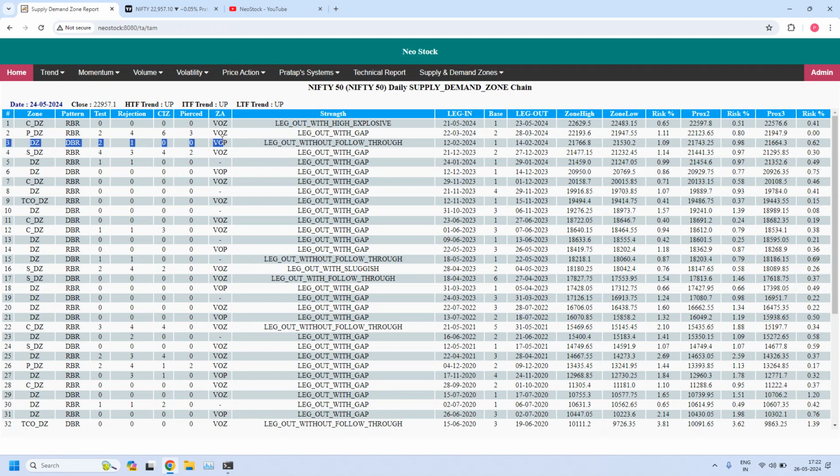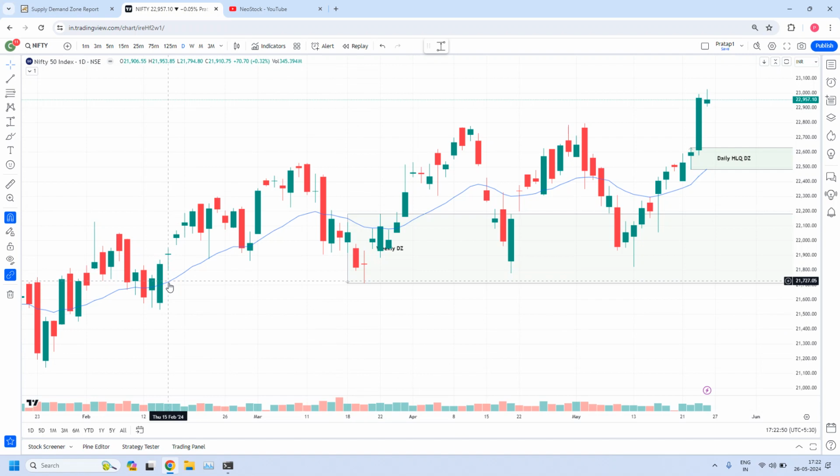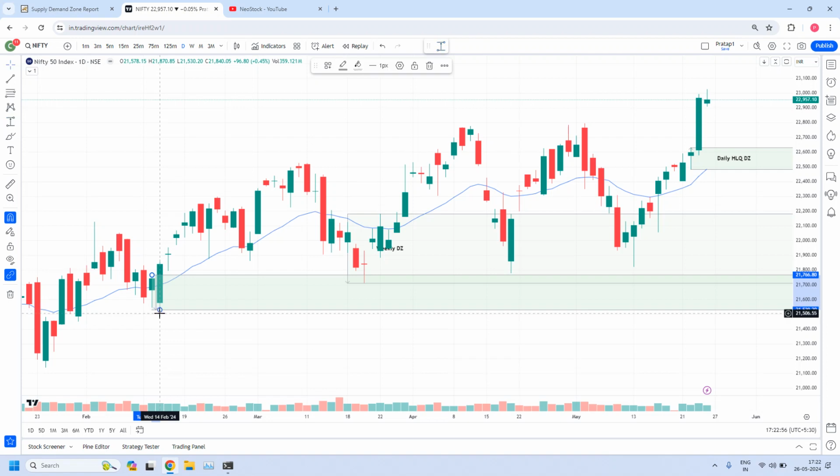The third one, already tested 2 times. When it was created on 12th February 2024, after that one base candle, 12th February. This is the one. This zone is very important. Even though it is not a high liquidity zone, it is a very powerful high liquidity zone because recently we developed a strategy, a new strategy.